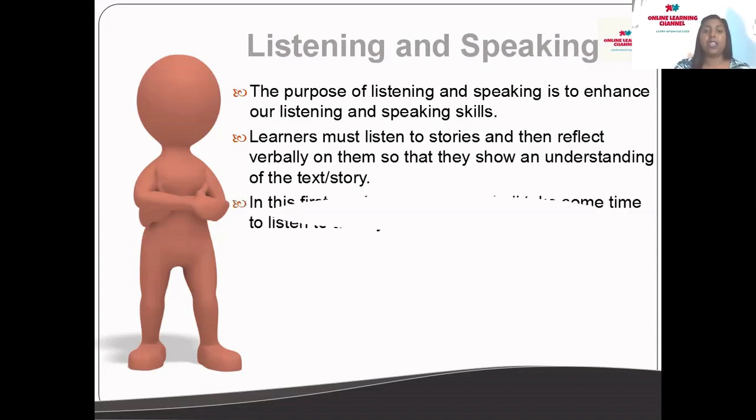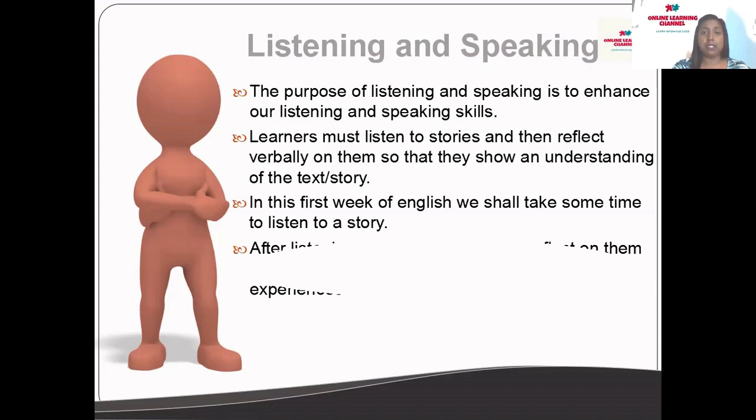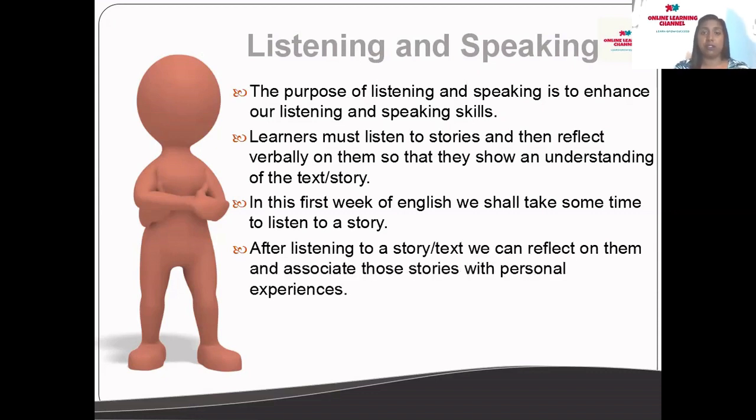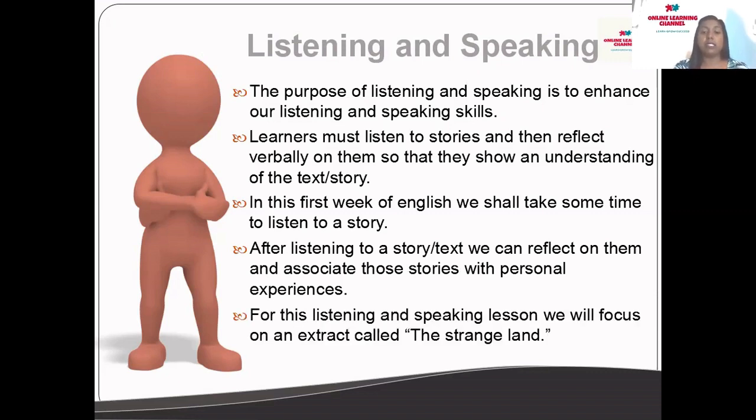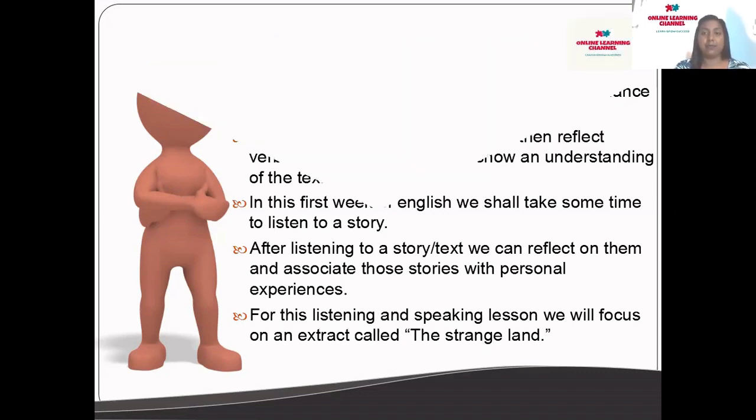Okay, in this first week, we're going to be focusing our lesson on listening, speaking, reading, and viewing, and answering comprehension questions, right? We're going to be listening to a story, and after listening to the story, I'm going to ask you to reflect and associate what happened in the story to your own personal experience. Okay, for this listening and speaking lesson, I have found a story for you on YouTube. It's called The Strange Land.